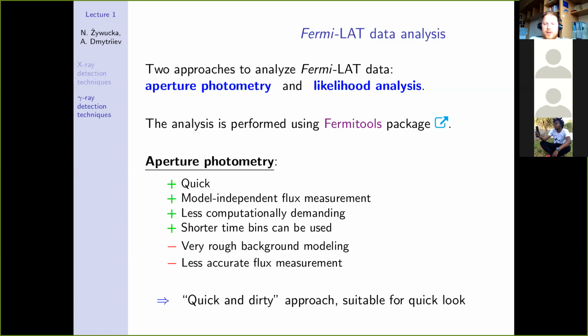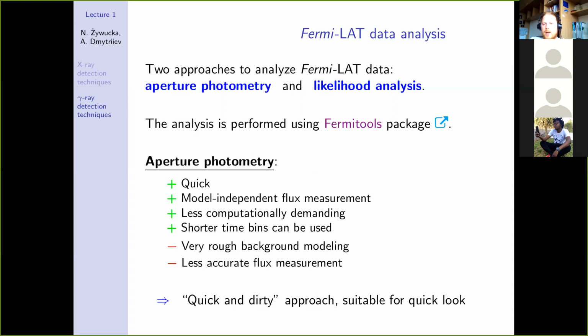So it's more or less a quick and dirty approach, which is very good for a quick look. For instance, you need to send an alert, you need to compute the flux, you have to show that this flux is higher than a certain threshold, so then the average. So it's very good for quick results when you need to evaluate what's the behavior of your source very quickly.